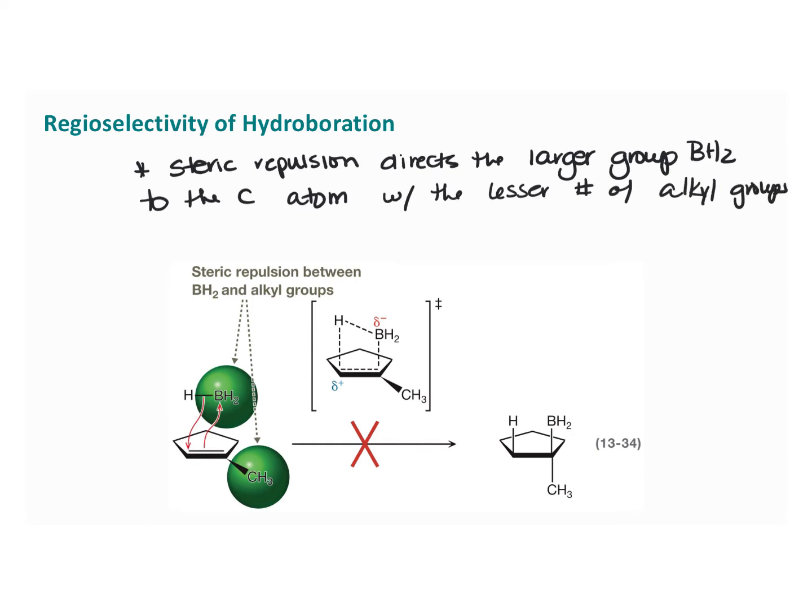That's it. This is really, really nice. It shows the steric repulsion here. This is showing the steric repulsion that would occur if BH2 were to add to the more substituted alkene carbon, and that's just not going to happen, right? That's too much steric hindrance. So it's much easier or more favorable for the hydrogen to add here and the BH2 to add here.